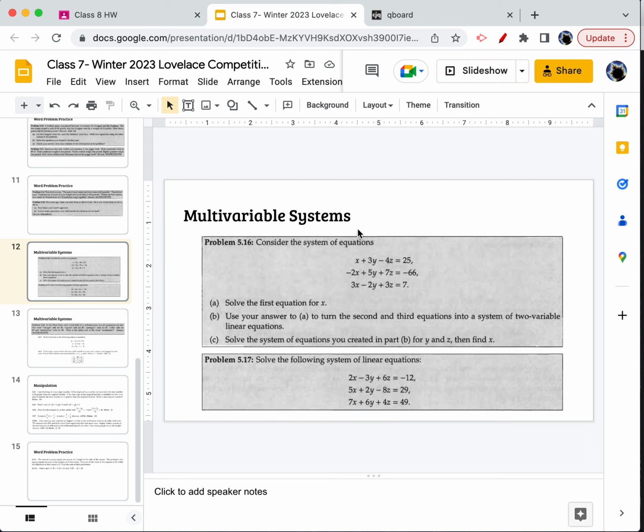So the problem here, they sort of guided you through the steps. So I'll give you guys a few minutes to do parts A, B, and C, and then I'll go over the solution.